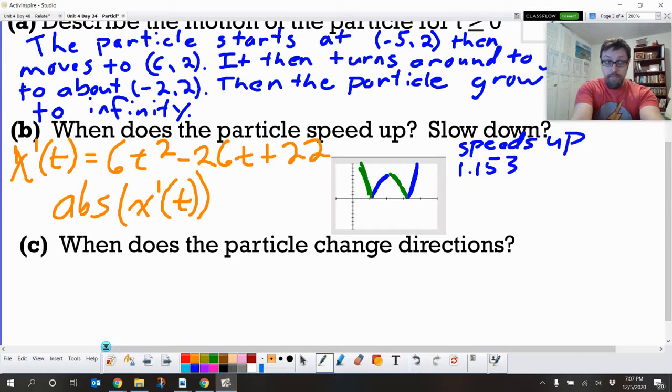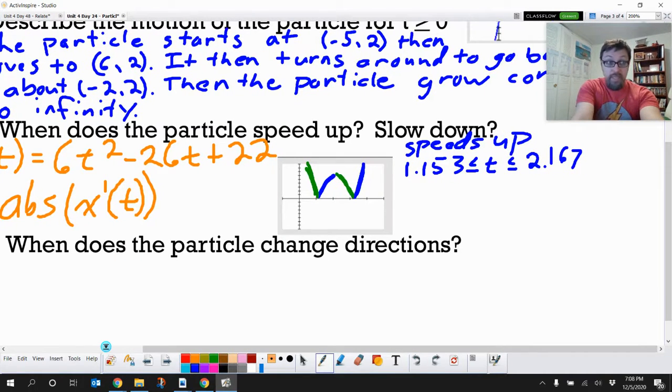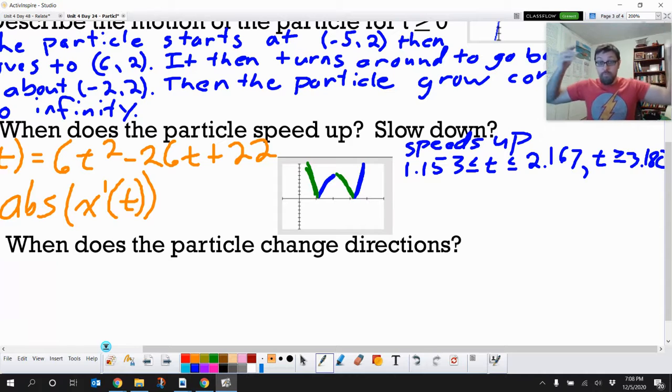So it speeds up from 1.153, I got that off of the calculator, is less than or equal to t, which is less than or equal to that maximum that I just found, 2.167. It also speeds up in that second spot. If you do the zero to find that second spot, you find it to be at 3.180. So the second spot that it is speeding up is when t is greater than 3.180, because after that point, it just continually gets faster and faster and faster. Right. When are we slowing down?